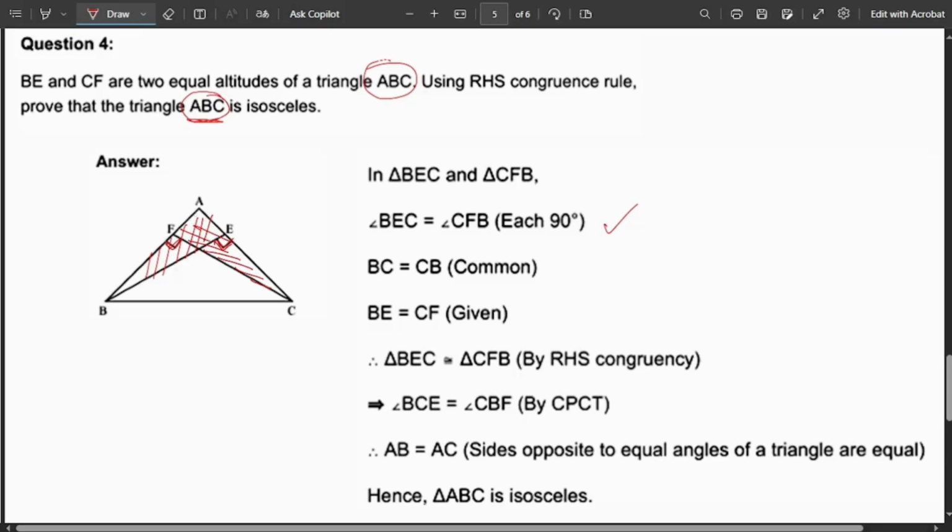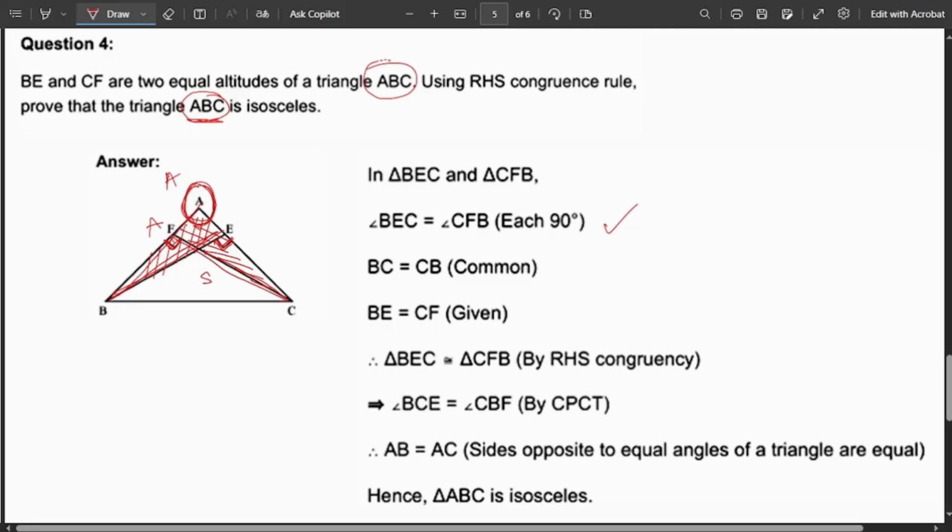Yes, we can do it in another way also. Since angle A is a common angle, angle F equals angle E, and we are given that BE equals CF. So by angle side congruency also, we can make these two triangles congruent. So by CPCT, AB equals AC. Hence we can say this ABC is an isosceles triangle.